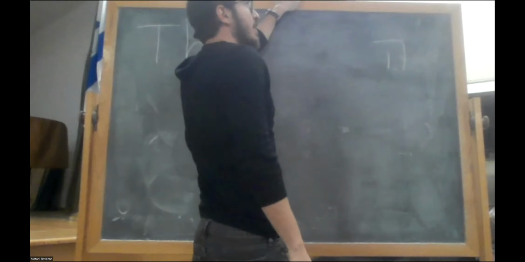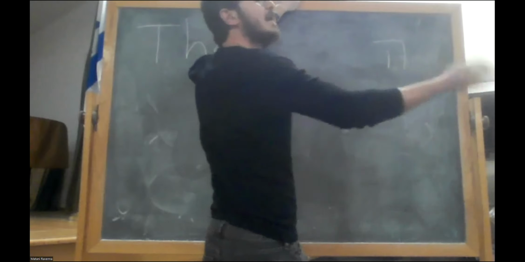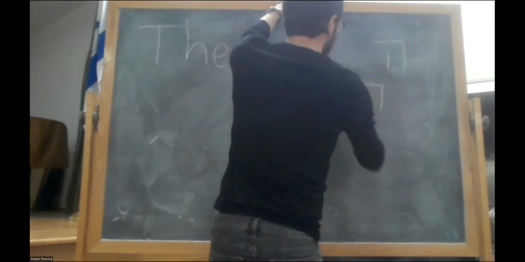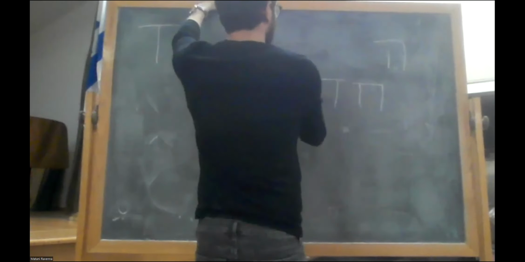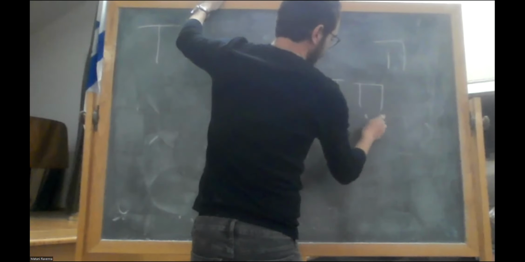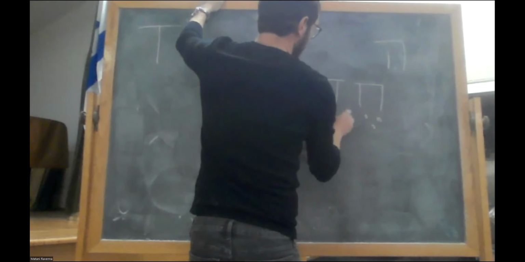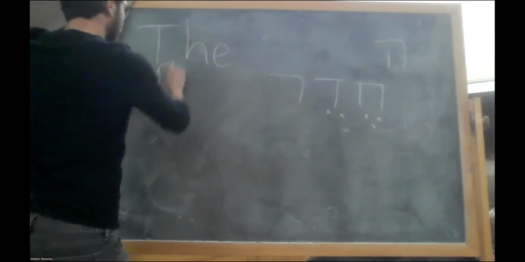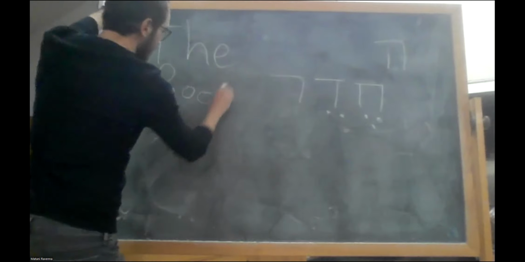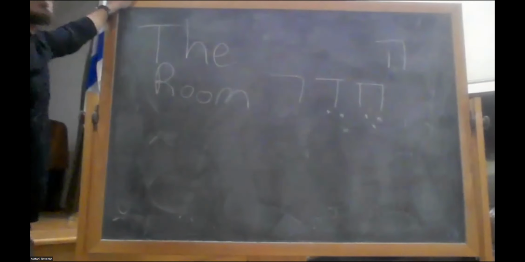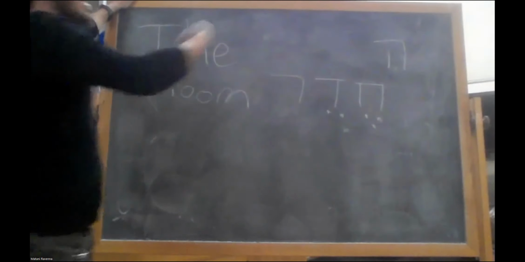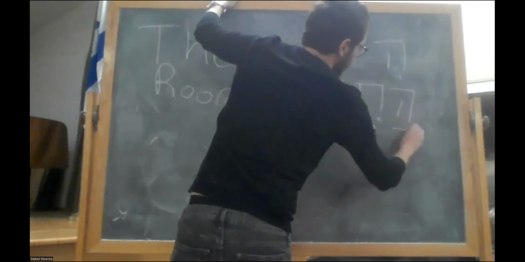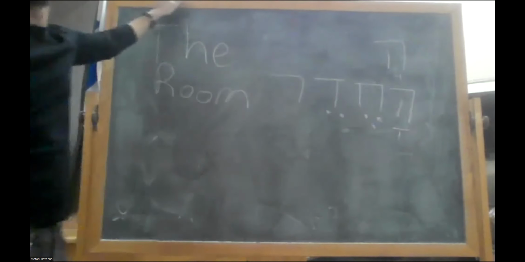Let's say the room, hacheder. A room is written like this. Cheder. We have a tsere and segol, making it sound like an eh. Cheder, which means room. The room is ha cheder. Okay, so the room, hacheder.